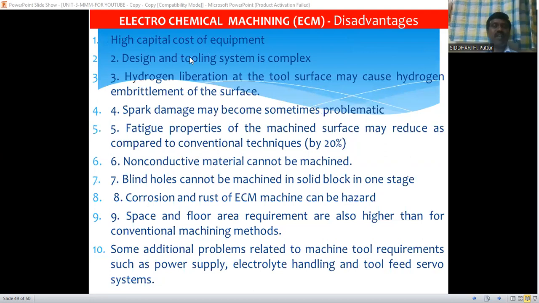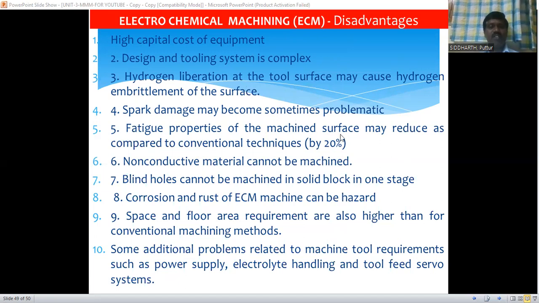And coming to the disadvantages of this electrochemical machining process, the first one is that high capital investment is required in order to establish those equipments. And design and tooling system is complex. So the tooling system involved in this electrochemical machining process is complex, so that its design is somewhat complex. The hydrogen liberation at the tool surface may cause hydrogen embrittlement of the surface, and because of this hydrogen liberated at the tool, hydrogen embrittlement may take place at the surface. That is also one more disadvantage. The spark damage may sometimes become problematic. So if any sparks develop, there is also somewhat of a problem.